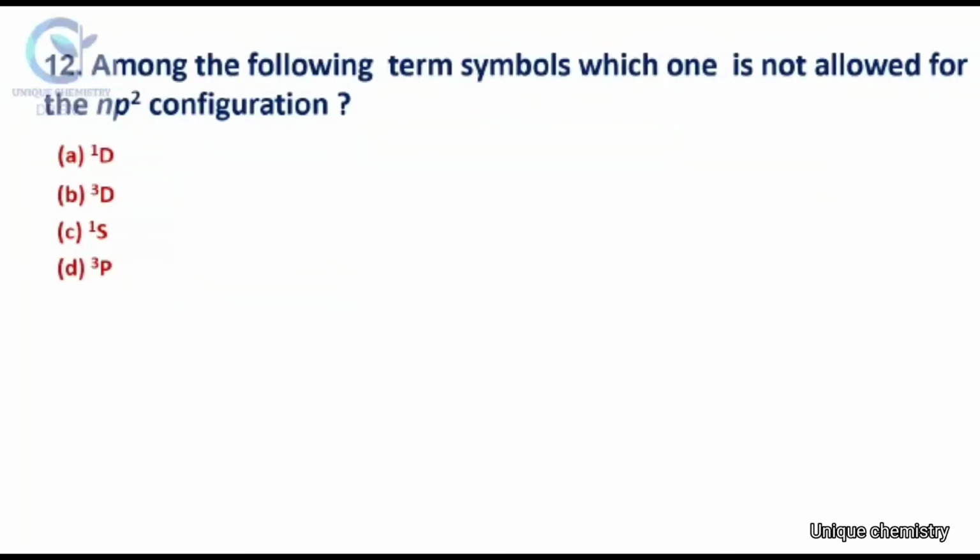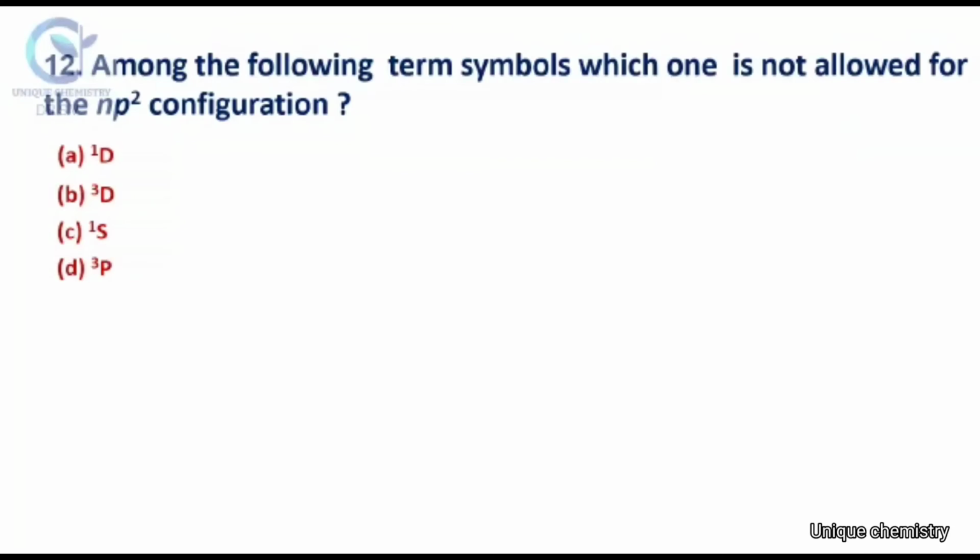Next question, question number 12. Among the following term symbols, which one is not allowed for the np2 configuration? 4 options. Option A, singlet D. Option B, triplet D. Option C, singlet S. Option D, triplet P. Actually, for p2 configuration, the possible term states are triplet P, singlet S, singlet D. They obey Pauli's exclusion principle.